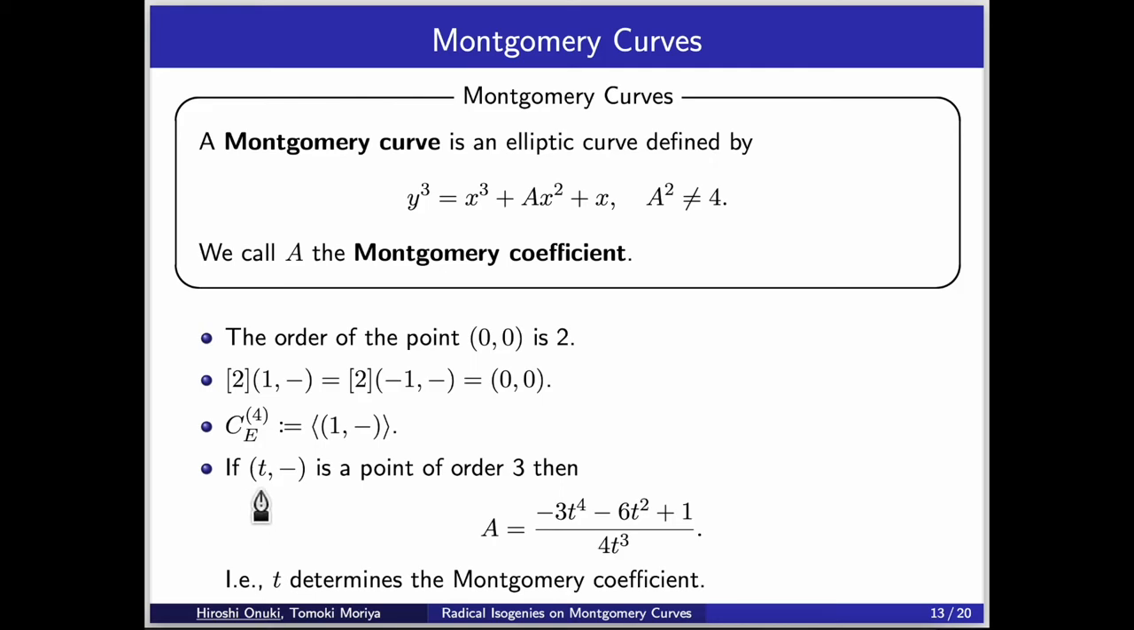Let t be the x-coordinate of a point of order 3, then the Montgomery quotient is given by this. So, a Montgomery curve is determined by the x-coordinate of a point of order 3 on it.